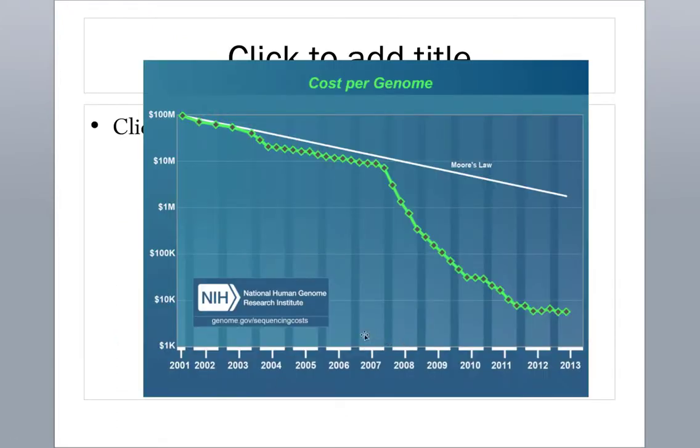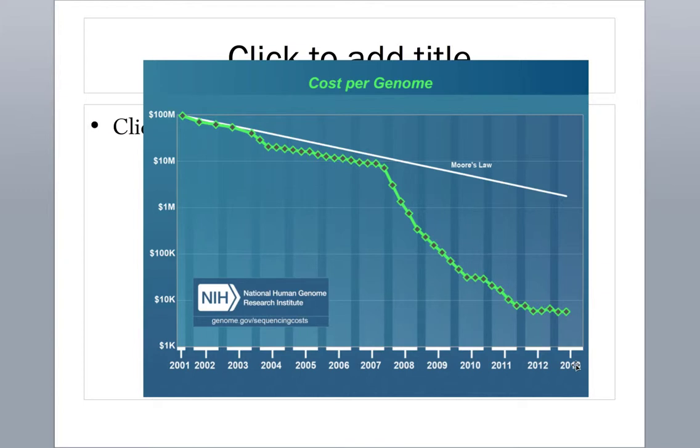Because of that, look at the cost per genome and how much it dropped from 2001. The cost per genome was in the $100 million range. Look at that, $100 million. It's now about six to eight thousand dollars. That's 2013 data. I think now, in 2015, it's probably more like five to six thousand or even less. It depends if you sequence just one genome, but if you sequence multiple genomes, the cost is even less.